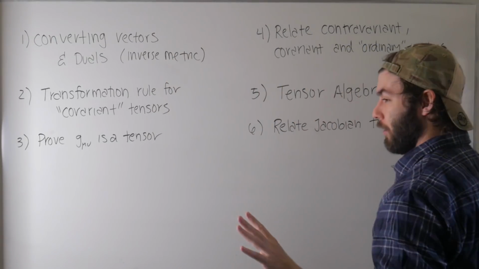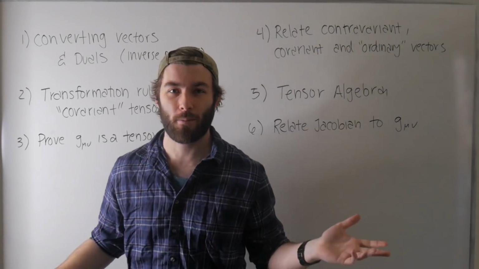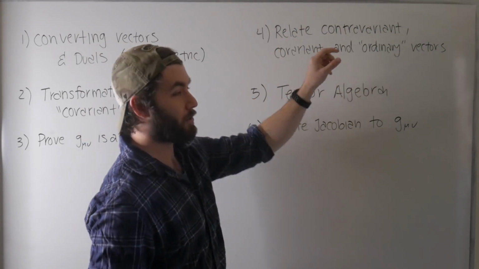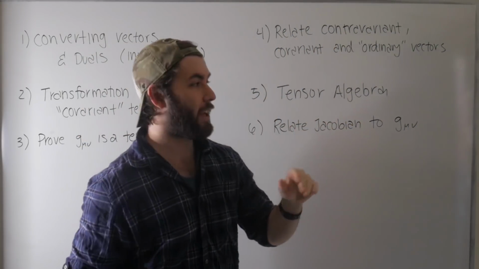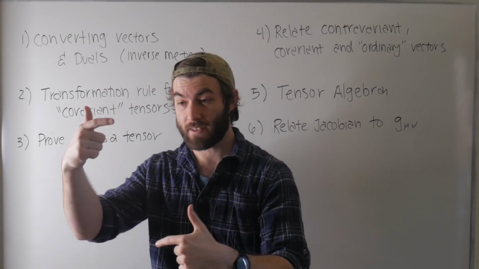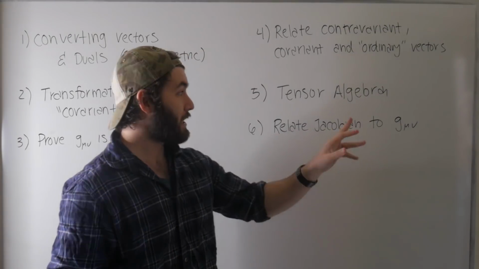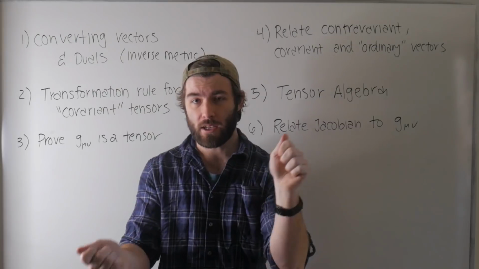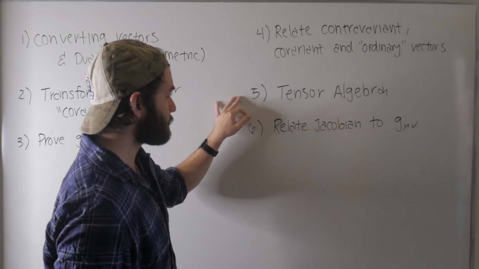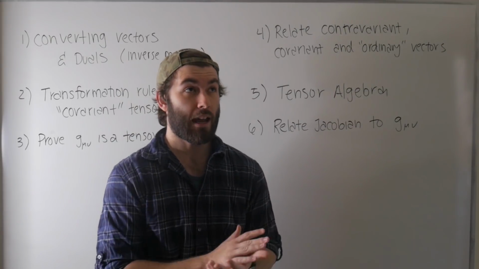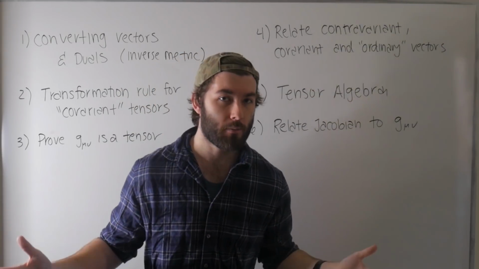Then we're going to drop the whole upstairs, downstairs indices terminology. We're going to talk about contravariant and covariant and how they relate to ordinary vectors. More on what that means later. Now that we'll be working with tensors with upstairs, downstairs, and mixed indices, we need to define our tensor algebra. When can we add these things together? How do we contract indices? We'll visit that.